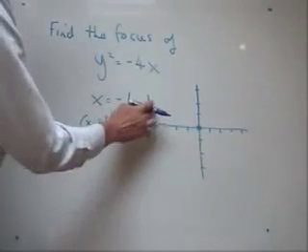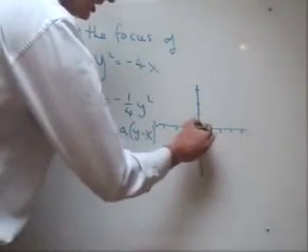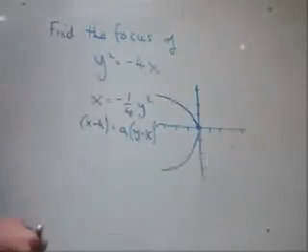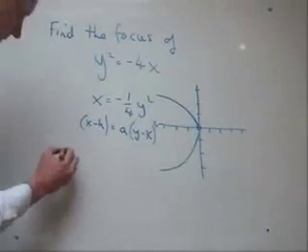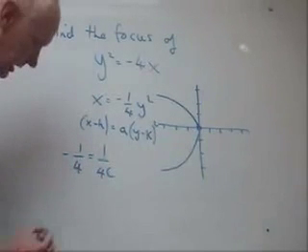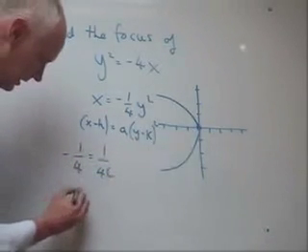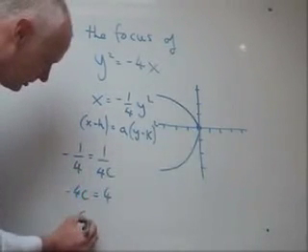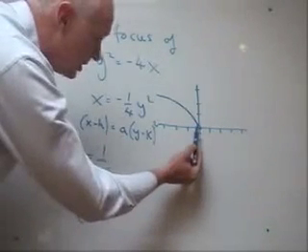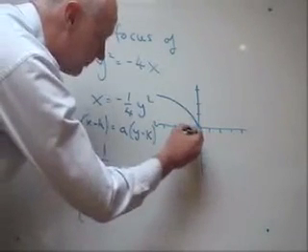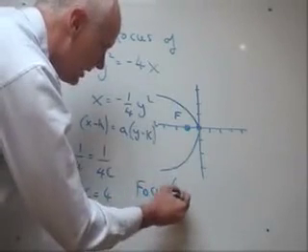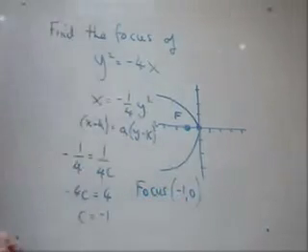So the vertex is 0. Y is squared, but negative, so it must go to the left, like that. Now we know that negative 1 over 4 equals 1 over 4c. So cross multiply: negative 4c equals 4, c equals negative 1. So therefore the focus is going to be negative 1 this way. There's the focus there, (negative 1, 0).